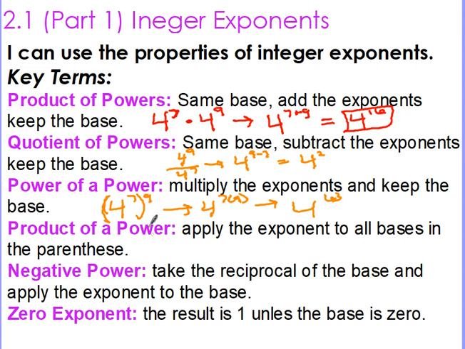Okay, and then power of a product is if I had something like 4 plus 7 all raised to the power of 9. What this means is that all of this is raised to the power of 9, so this is really the same thing as 4 to the 9th plus 7 to the 9th.